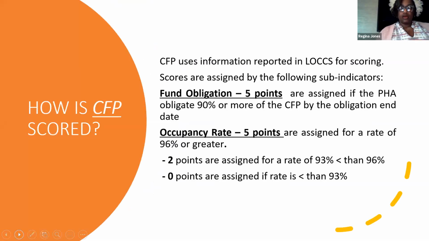Let's see here. How is CFP scored? The CFP uses information reported in logs for scoring, and the scores are assigned by the following sub-indicators. Fund obligation, 5 points, and the occupancy rate, 5 points, for a total of 10 under CFP.